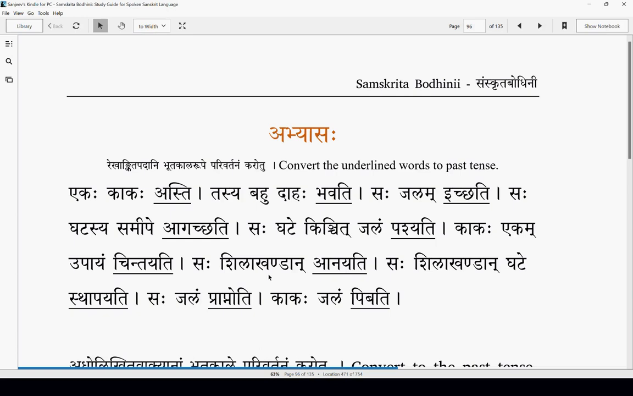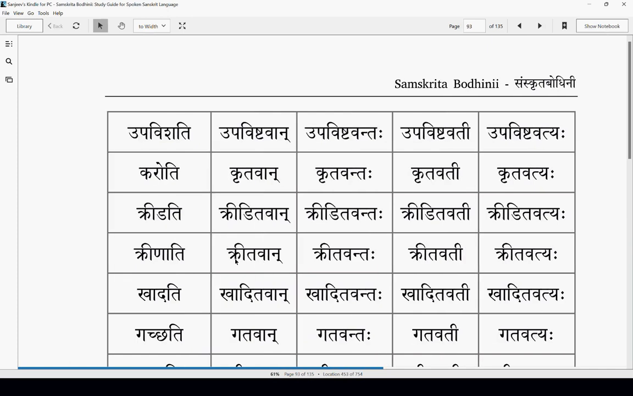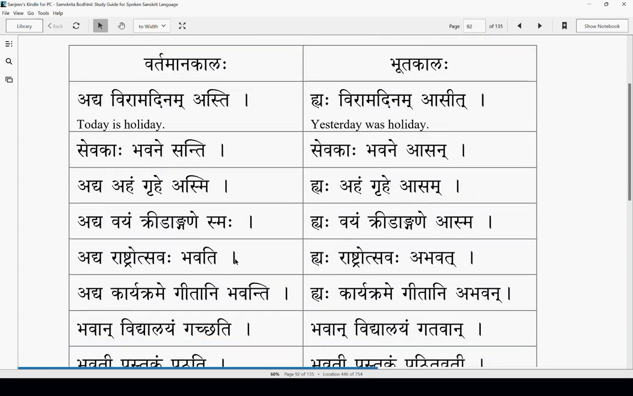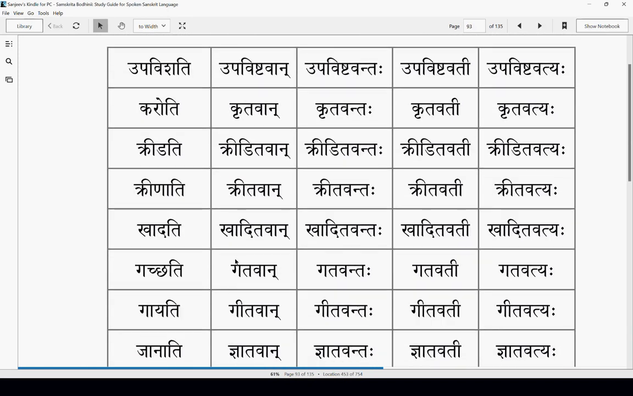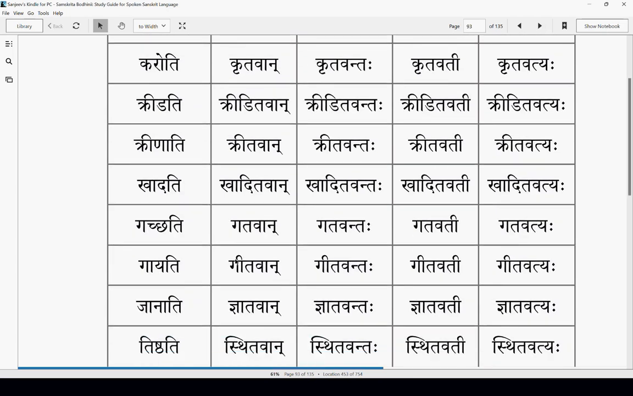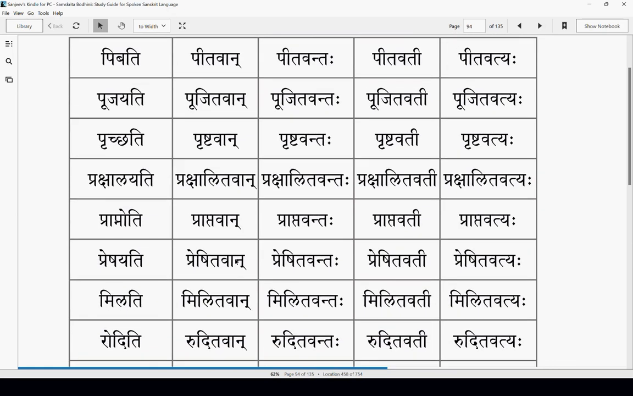Prapnoti. Okay. Is it in the book, sir? No, it should be available in the book somewhere, or the table on Google should have it. Prapta. Here, you see Prapta in the book. Prapnoti, praptavan. Okay, got it. So it will be praptavan.